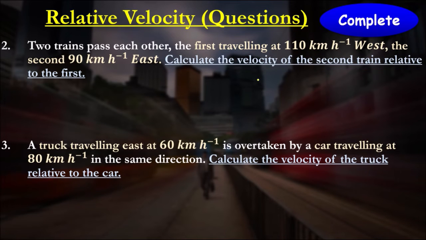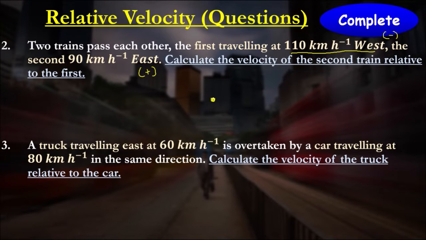Okay, so let's go with our first question for this part of the recordings. We have two trains passing each other. The first is traveling at 110 kilometers per hour west. Let's call that the negative direction. And we have a second one that's traveling at 90 kilometers per hour east. Let's call that the positive direction. It says calculate the velocity of the second train relative to the first.